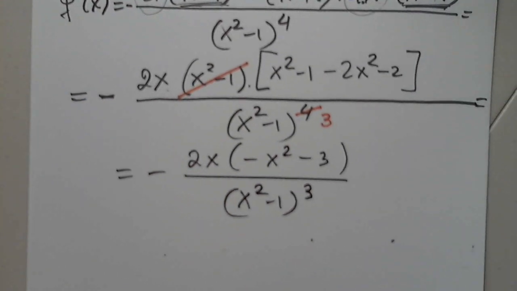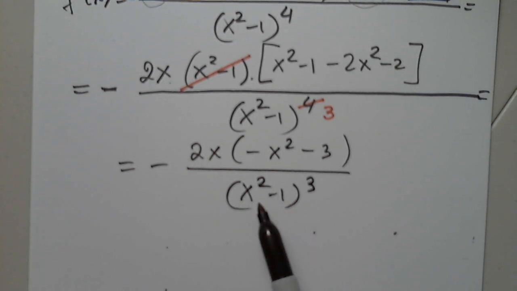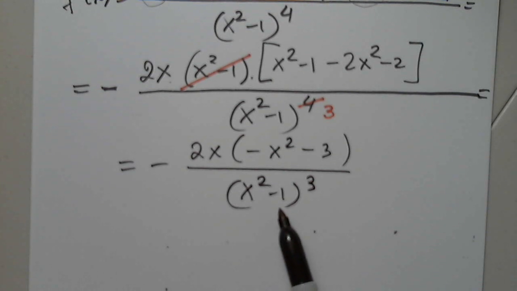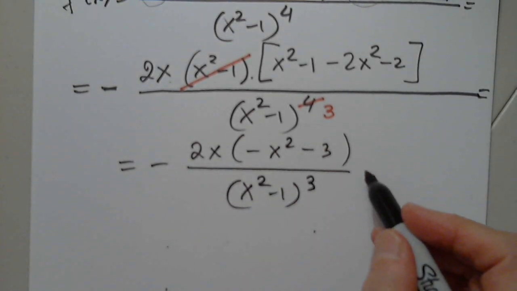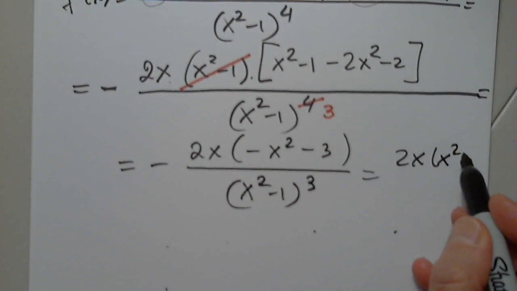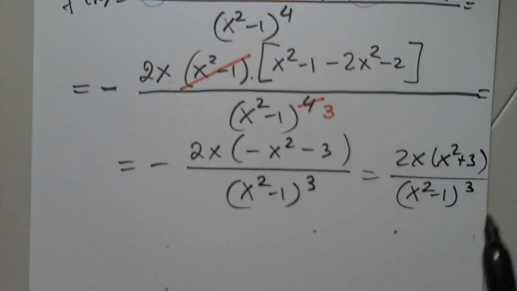I saw that some of you in the homework are still expanding the factors in the denominator. It's a waste of time. You shouldn't do that. Please do not expand the factors in the denominator. I will factor out a negative 1, which will terminate that. So I have 2x, x squared plus 3, over x squared minus 1 to the third.